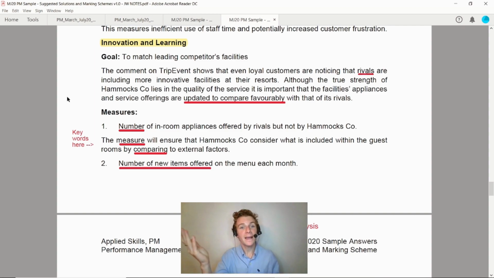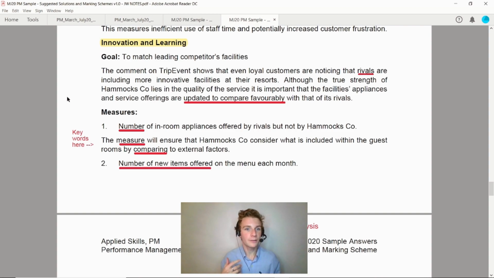Well, matching the leading competitors' actual facilities. There was a gap that was mentioned, because we had the comment on the trip event that shows that even loyal customers are noticing that rivals are including more innovative facilities in their resorts. So that's our rivals, the competitor, and this is us. That is the gap.